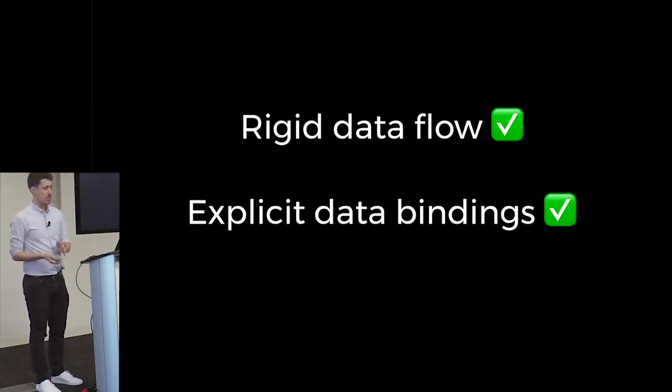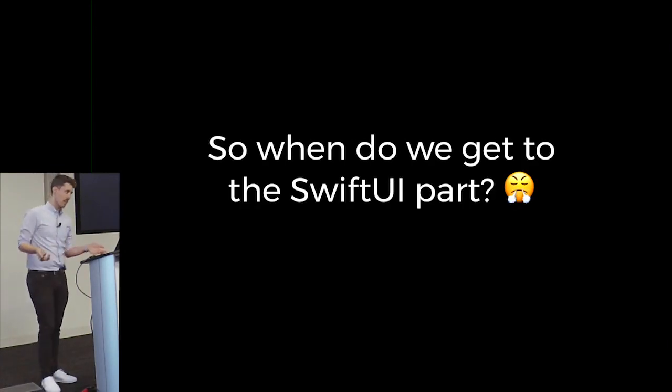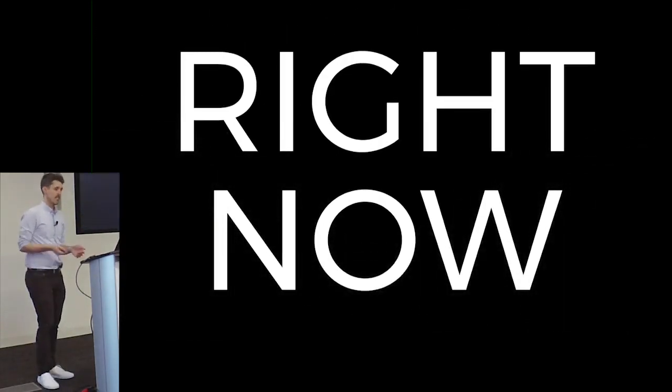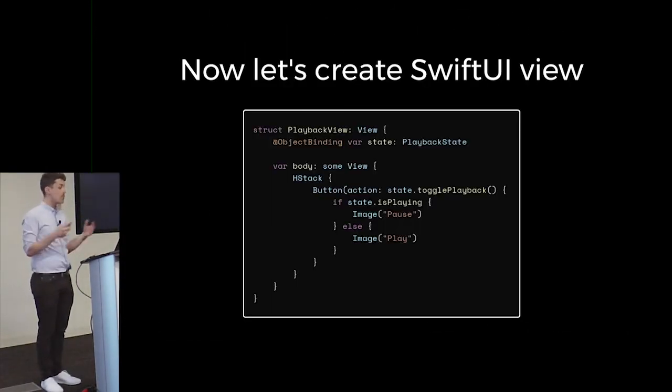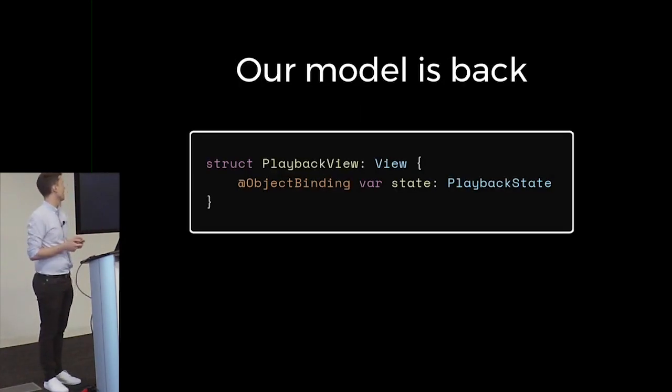And so many of you are probably thinking, when do we get to SwiftUI? And the answer is right now. So let's create a SwiftUI view. This, again, the playback button. And what's interesting here is that second line, @ObjectBinding state, playback state. What ObjectBinding does here is that it tells the SwiftUI framework that this is the variable that we're interested in and that you should subscribe to. But it also tells it that that's going to be handled from outside of the view.